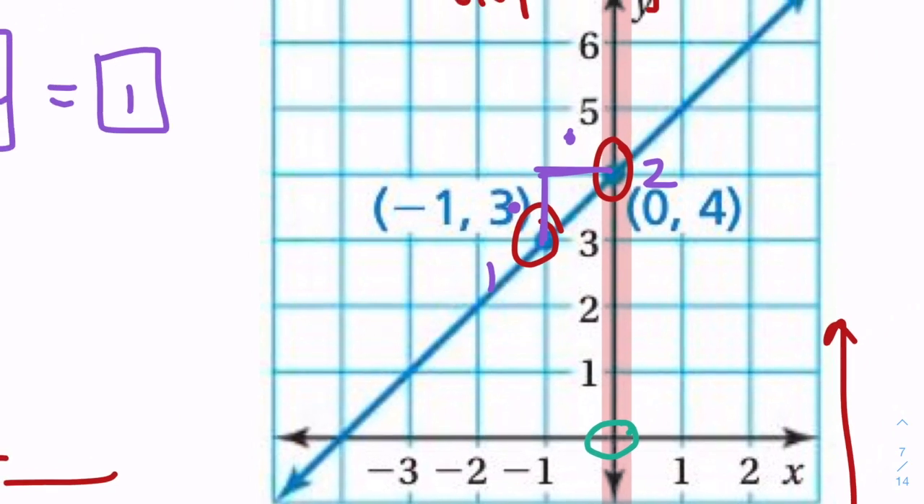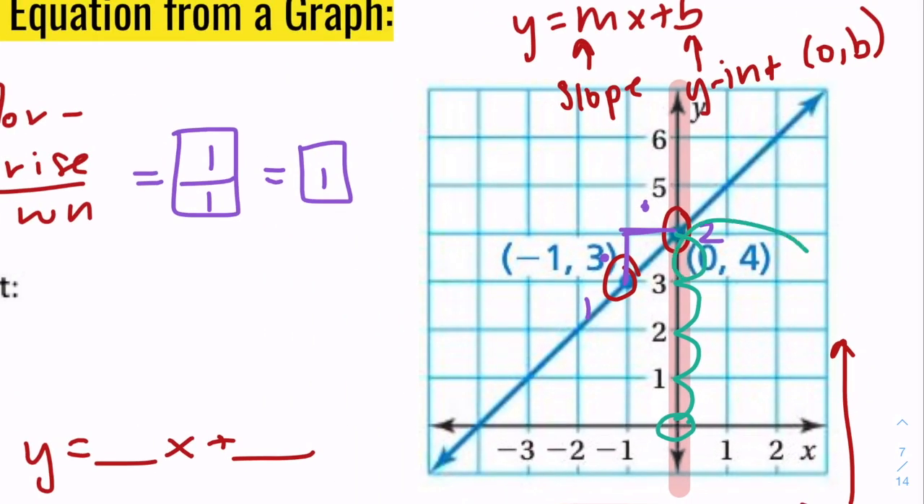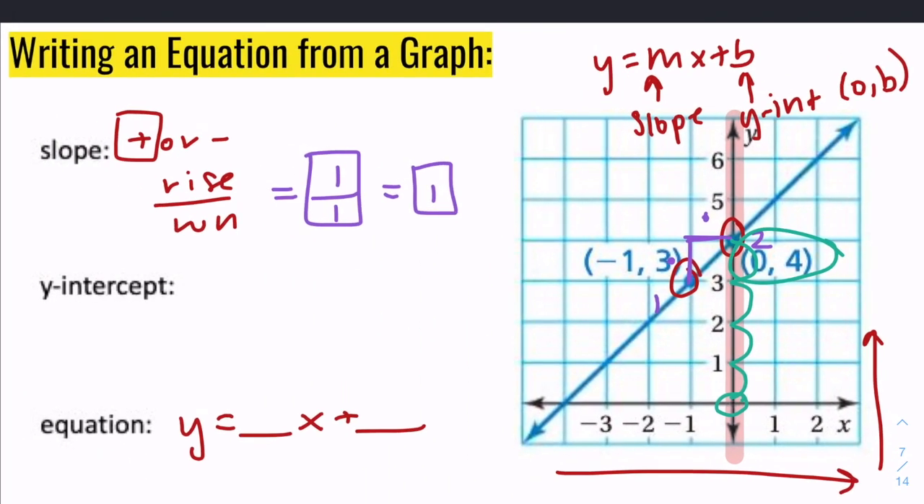So if you see, my y-intercept is 1, 2, 3, 4 units up from the origin, so it's the ordered pair 0, 4. Again, all we really care about is where we're located on the y-axis, because any y-intercept is going to have an x value of 0. Then we just have to plug those two components into the equation. So y equals my slope, which is 1, x always comes after the slope, plus the second number on my y-intercept, which is 4. So y equals 1x plus 4.